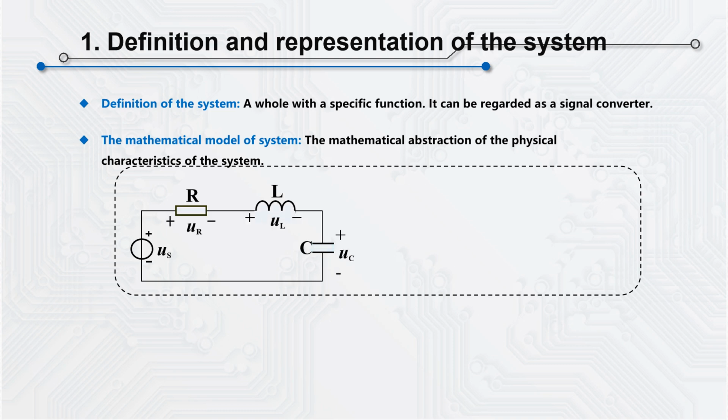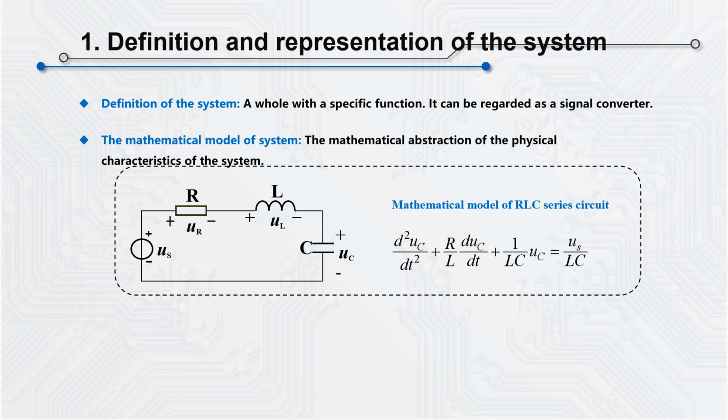This is a RLC series system. If the voltage UC on the capacitor is used as the solution variable of the circuit, the mathematical model of the RLC series circuit can be expressed by Formula 1. This is a second-order differential equation, and it is the mathematical model of the RLC circuit.